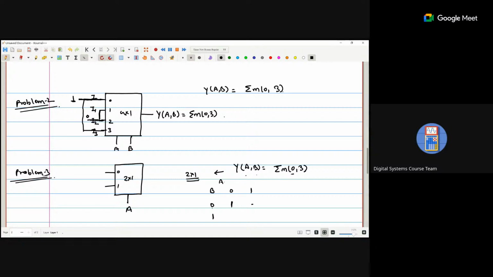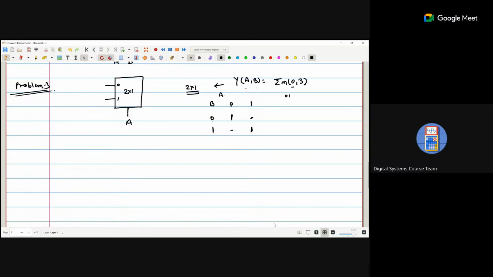Not defined. A is 0 and B is 1, so that means 0 1, not defined. B is 0 and A is 1, so 1 0, it is not defined. Last is 1 1, it is defined. So we select any of the inputs as a select line and any other input as an input line.